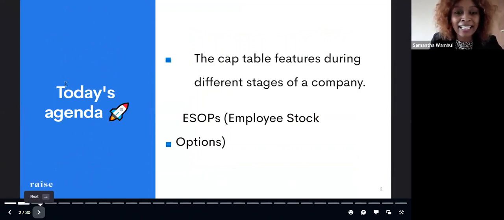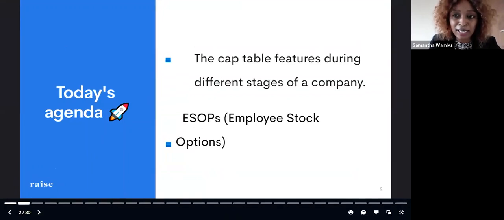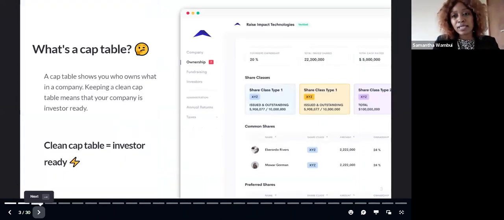Yes, thank you, Kingsley. Today's session is going to be talking about the different share class structures at the different fundraising rounds. We're going to take you through how this is set up on the cap table features on the Raise platform. And then we're going to get into an interesting session also talking about employee stock options. So moving to the next slide, we'll start off by introducing the cap table.